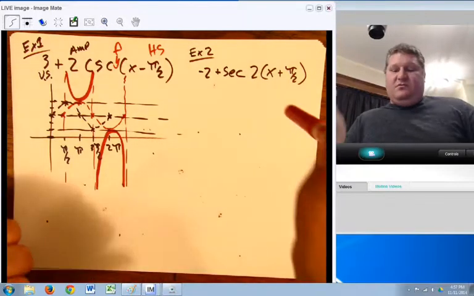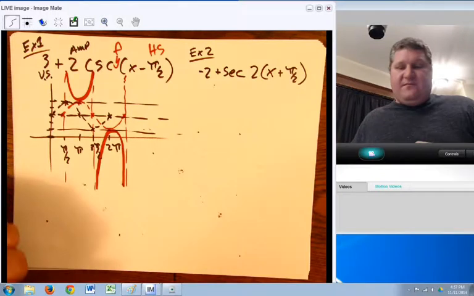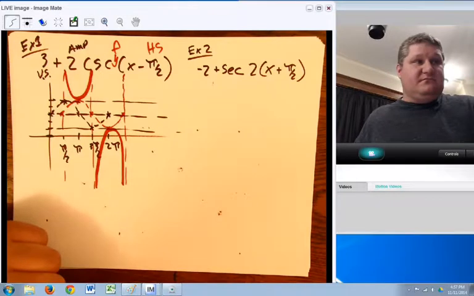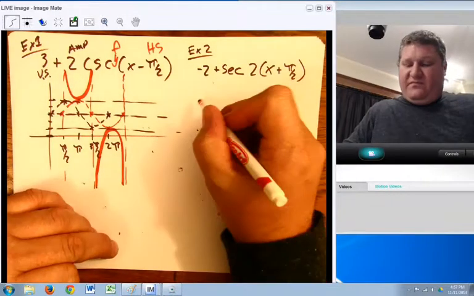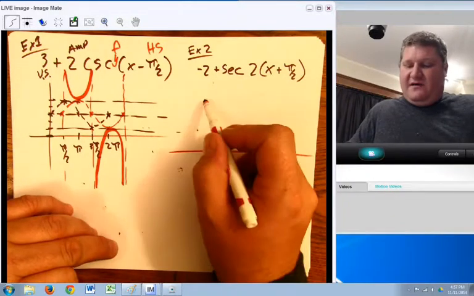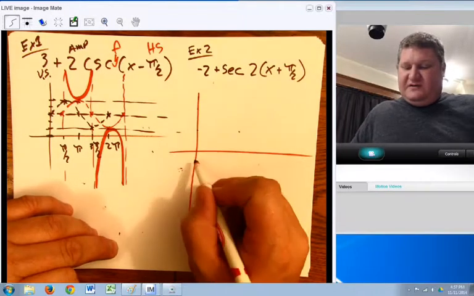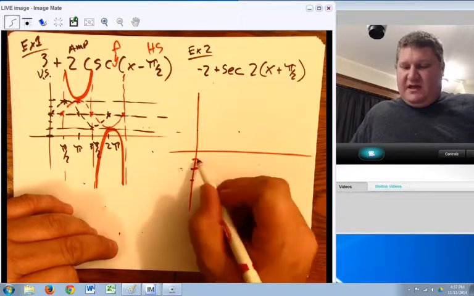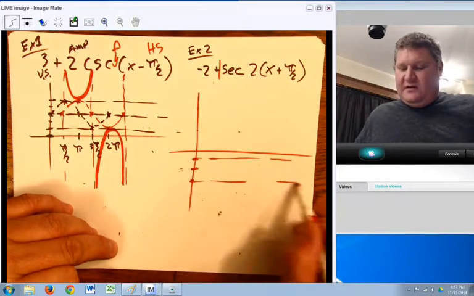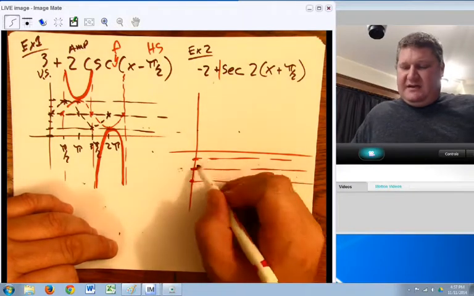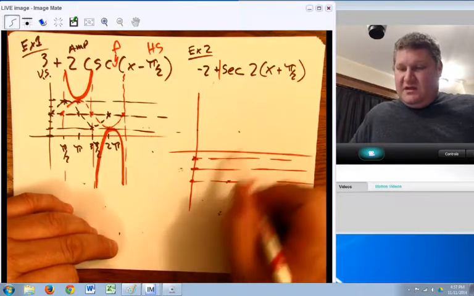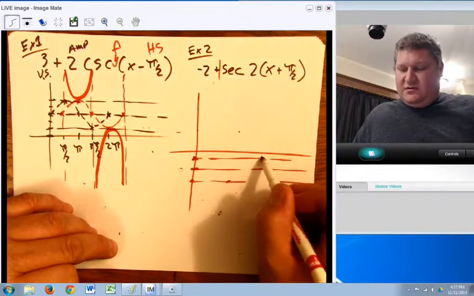I want you to do the same thing over here. Make sure you pay attention to that frequency. Now, for this one, our big thing is we have shifted down 1, 2 with an amplitude of 1. So we have here, here, here, and it's secant, so it's cosine.